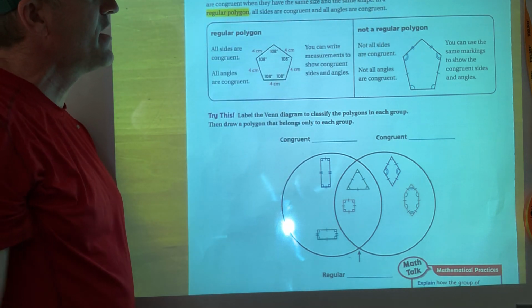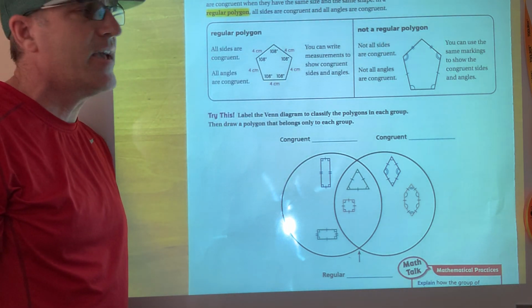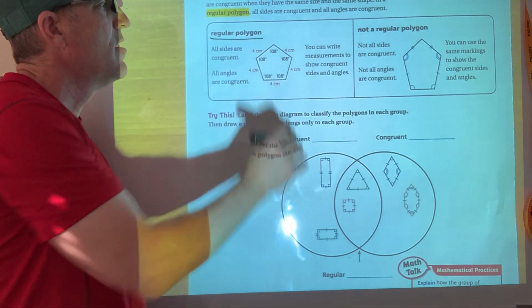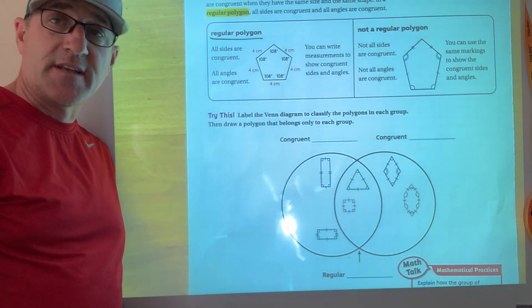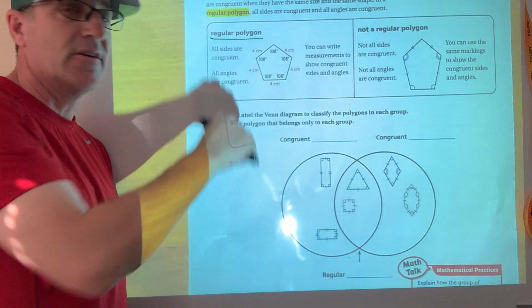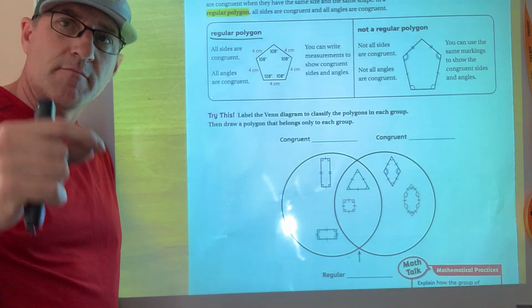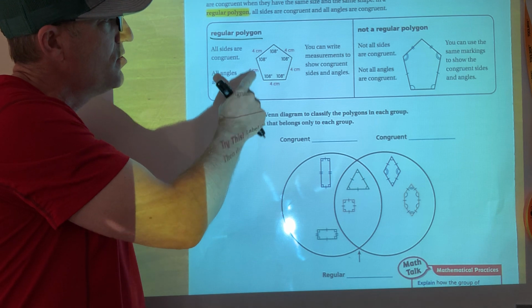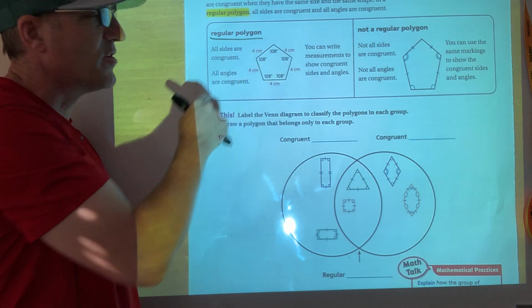In a regular polygon, all sides are congruent and all angles are congruent. So that's a special kind of polygon right here, regular. All of the sides are congruent, they're all the same length, and all of the angles are congruent, they're all the same measurement. When you look at this, it's labeled for you, 4, 4, 4, 4, so you know they're all the same.